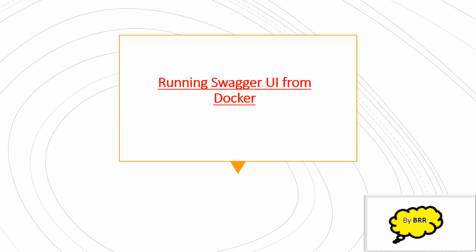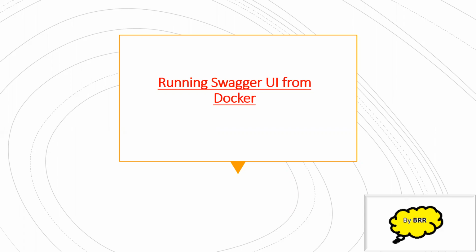In today's session, we'll see how we are going to run a Swagger UI from a Docker image. I'll simply create an API and create a Docker image for that. I'll start running the Docker image and create a container. And with that container, I'll show how to access Swagger UI, similar to a web API request.